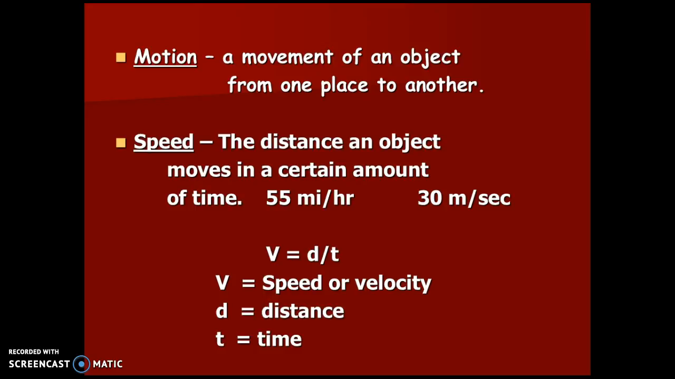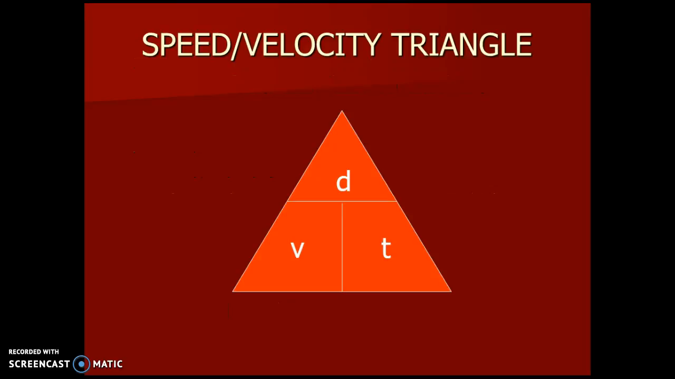The formula for speed is V equals D divided by T, where V stands for speed or velocity, which we'll touch on velocity in a second, D equals distance, and T equals time. This is the speed/velocity triangle. I would pause the video and write this in your notes somewhere, labeling distance in meters, normally, time in seconds, normally, and velocity, which stands for speed or velocity, should be labeled in meters per second.